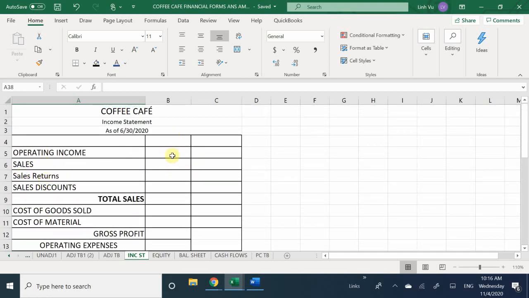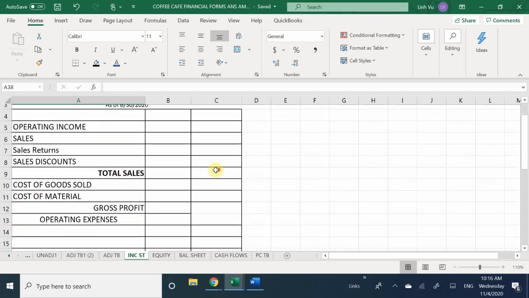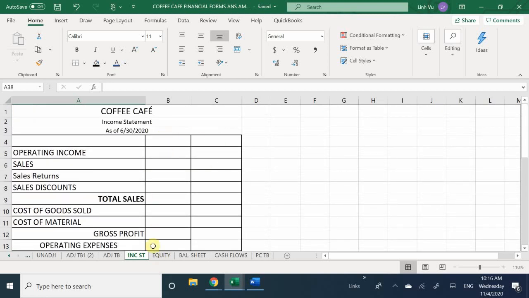So here, don't refer to this as your debits and your credits. It's just a blank form. And how I'm going to use it is the left side is going to be my calculations, my right side is going to be my totals. So let's go ahead and get started with our operating income. The first thing we have is sales.